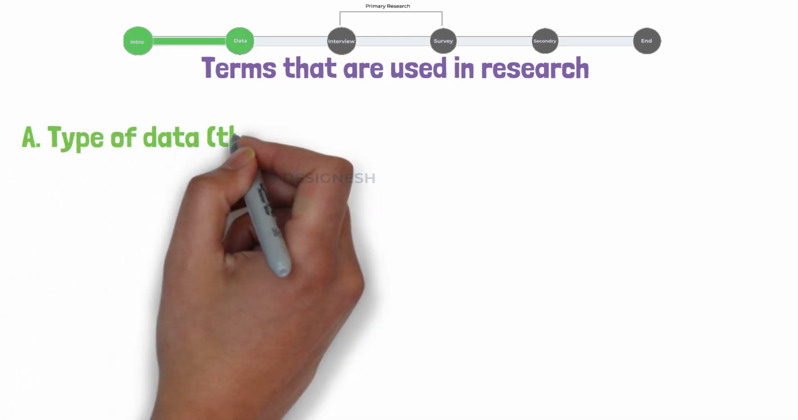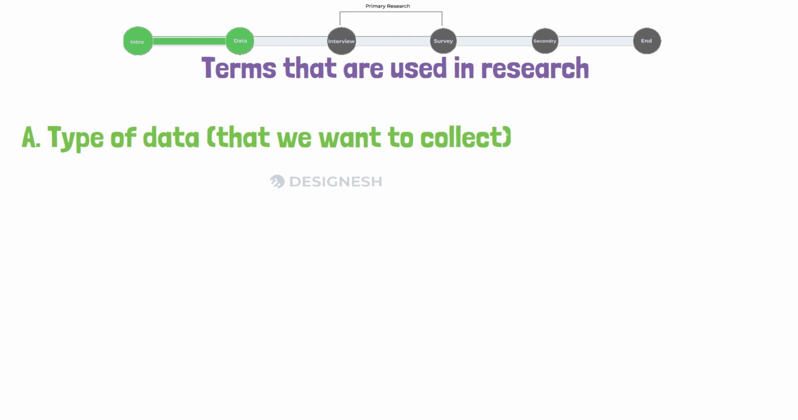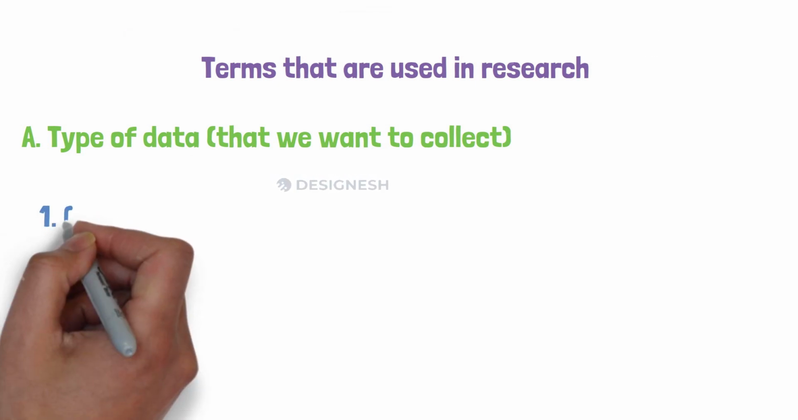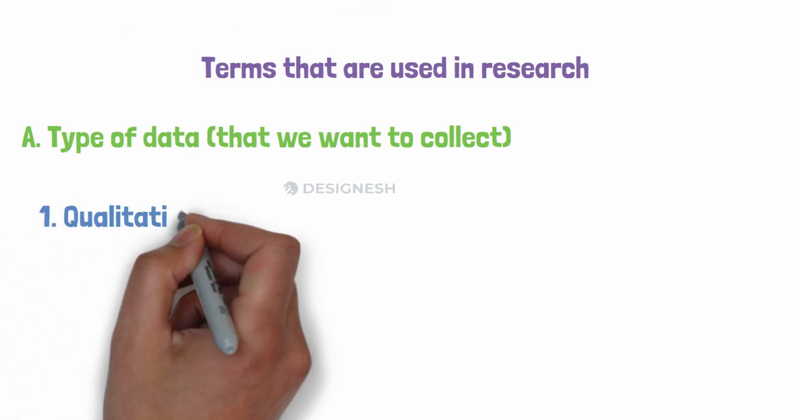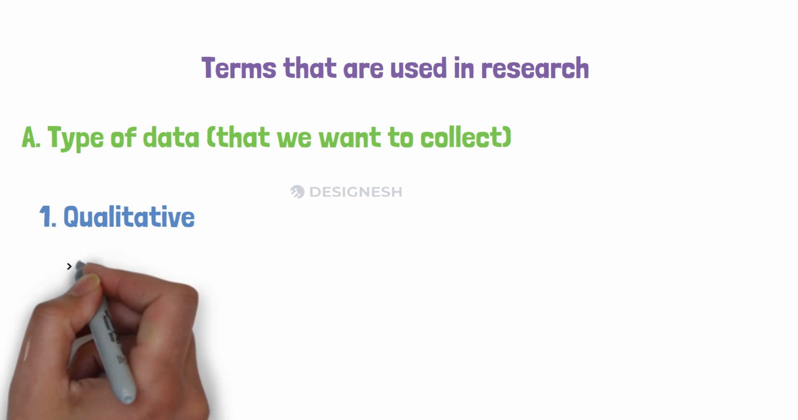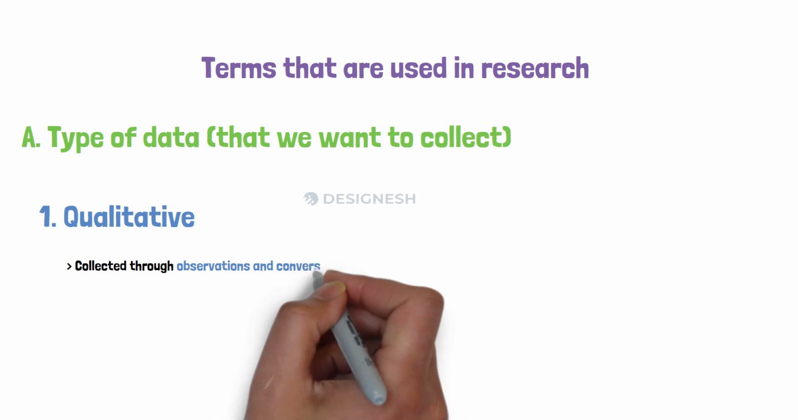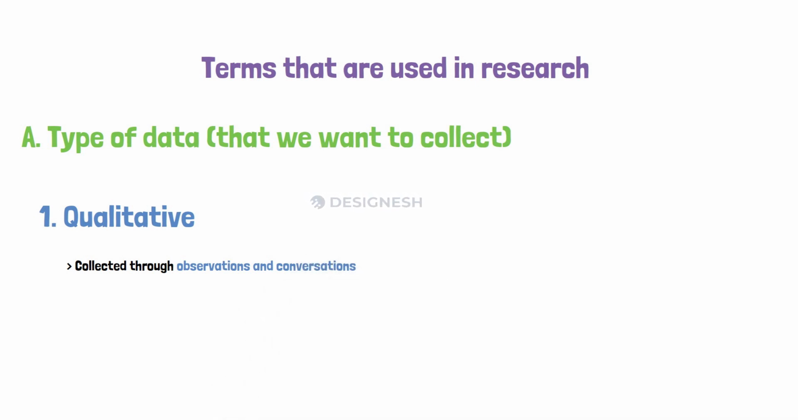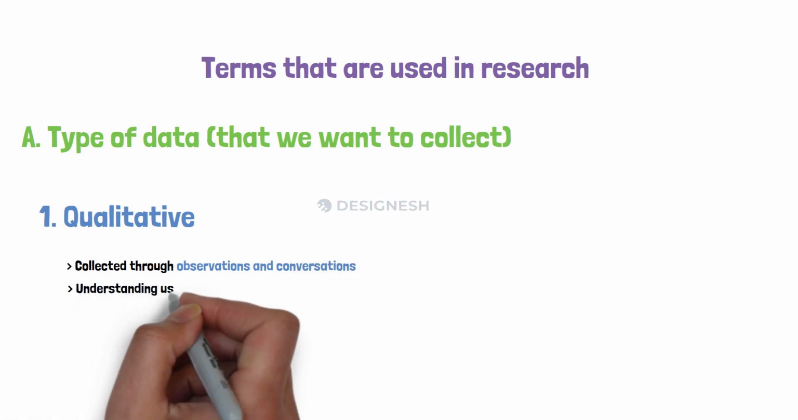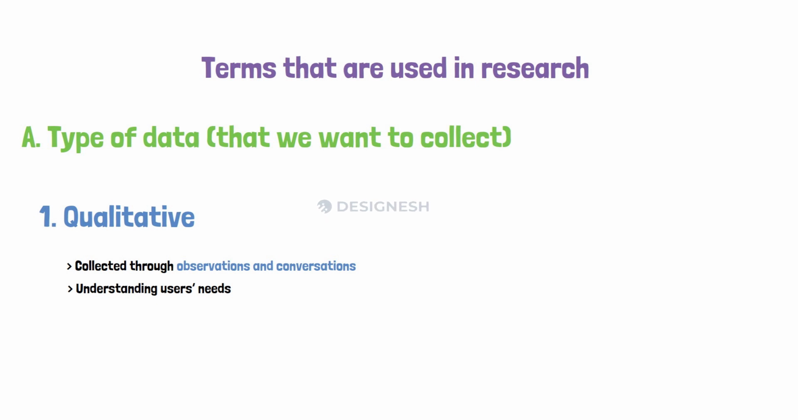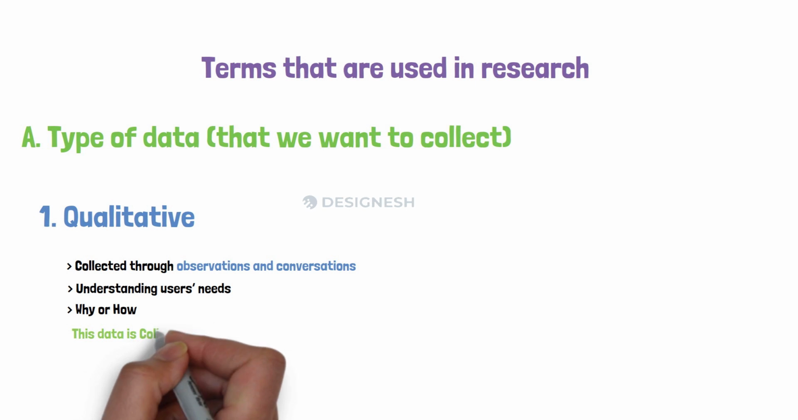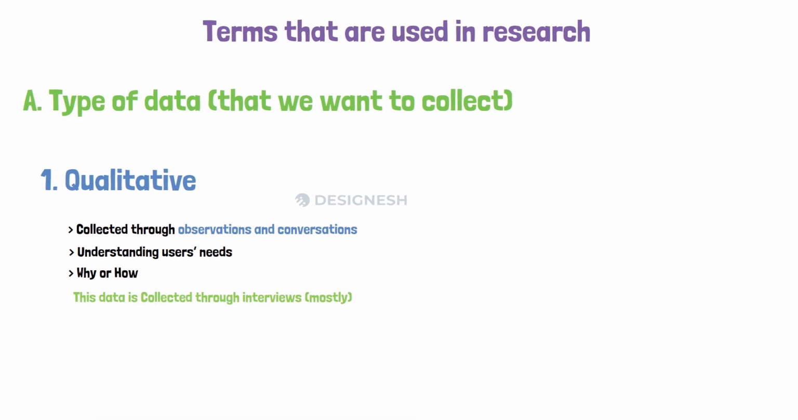Our research is dependent on the type of data that we want to collect. There are two types of data basically. Number one, qualitative, and number two, quantitative. Qualitative is basically the data that is collected through observations and conversations. Qualitative research is based on understanding users' needs and aims to answer questions like why or how did this happen. This is collected through interviews mostly.